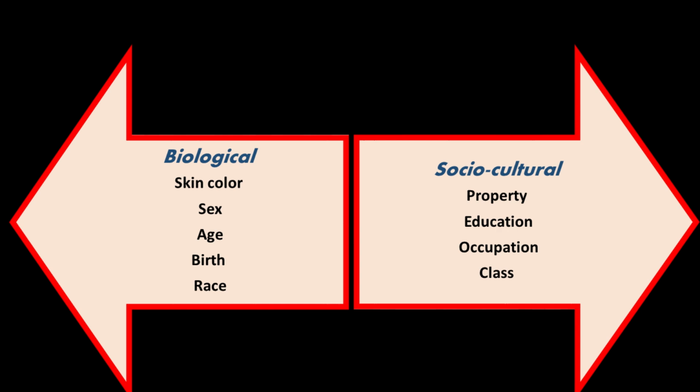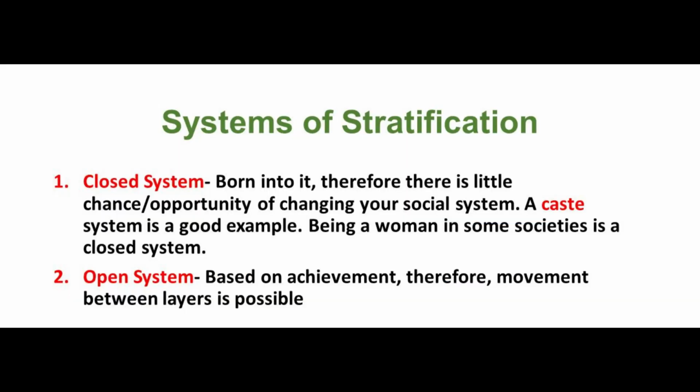When we talk about the biological basis, it means there are multiple factors based on inheritance or heredity, on the basis of which there is stratification prevalent in the society. They could be color complexion, sex, age, birth, race. Now, talking of the socio-cultural basis, we have factors like property, occupation, education, class. The system of stratification could also be a closed system or an open system. In an open system, there is an opportunity to move from one social position to another. For example, the class. It is said that class is an open system in modern societies.